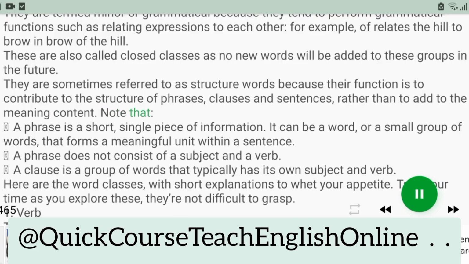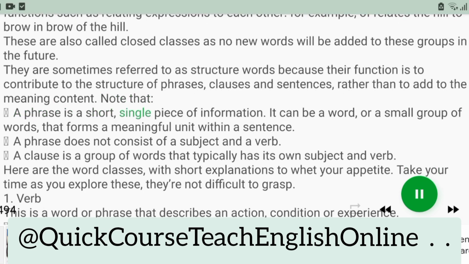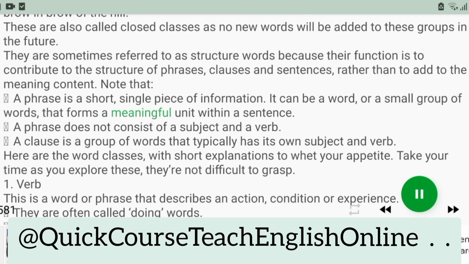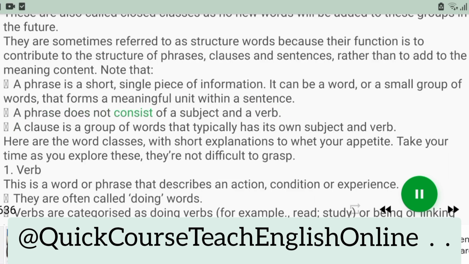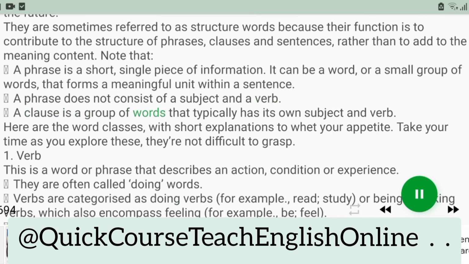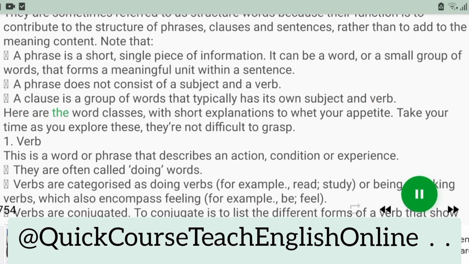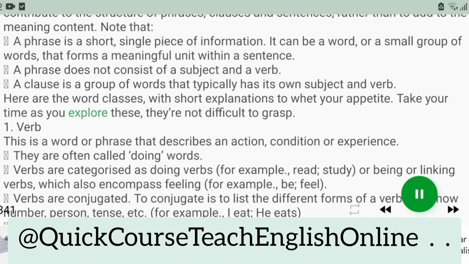Note that a phrase is a short, single piece of information. It can be a word, or a small group of words, that forms a meaningful unit within a sentence. A phrase does not consist of a subject and a verb. A clause is a group of words that typically has its own subject and verb. Here are the word classes, with short explanations to whet your appetite. Take your time as you explore these, they're not difficult to grasp.